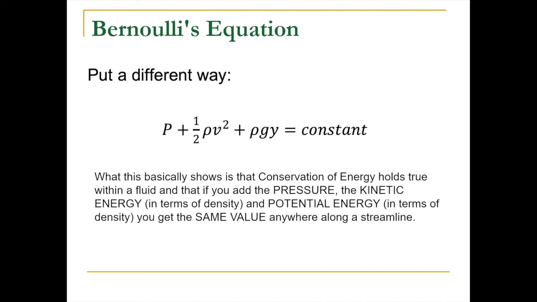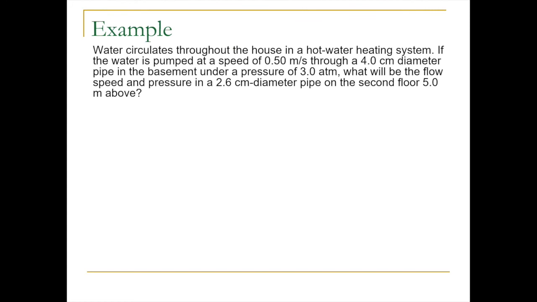So as an example, let's deal with a situation like this, where we have water circulating a house in a hot water heating system. If the water is pumped at a speed of 0.5 meters per second through a 4-centimeter diameter pipe in the basement under a pressure of 3 atmospheres, what will the flow speed and pressure in a 2.6-centimeter diameter pipe on the second floor 5 meters above be?